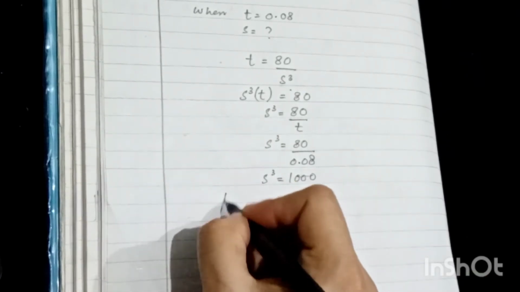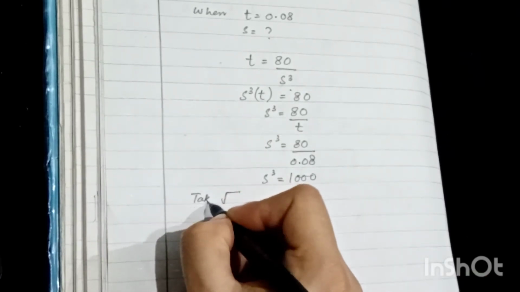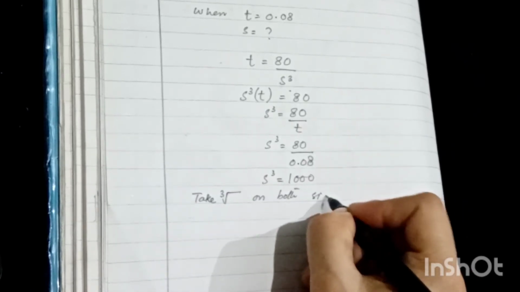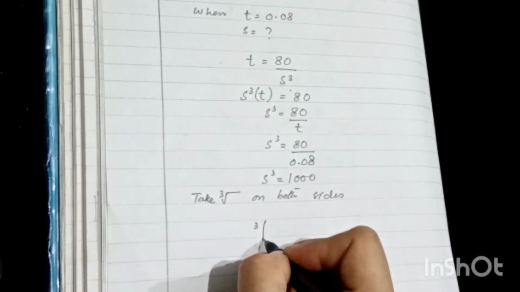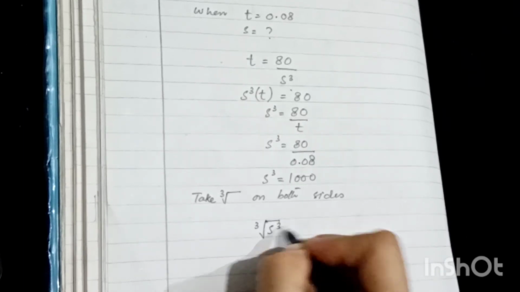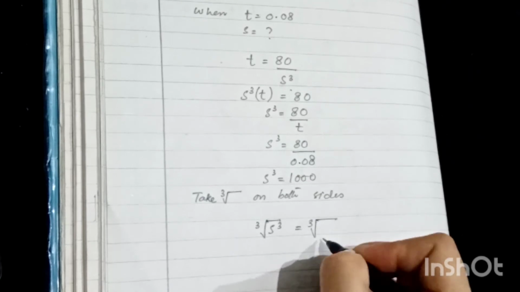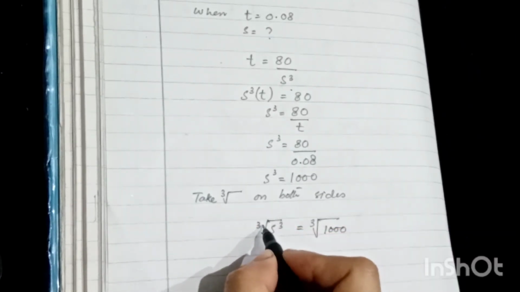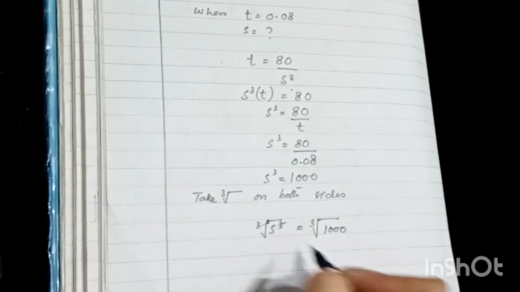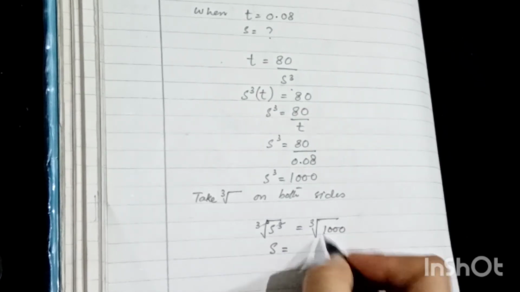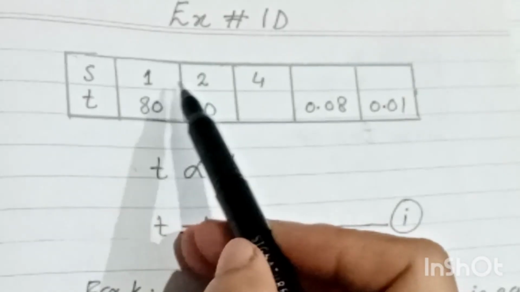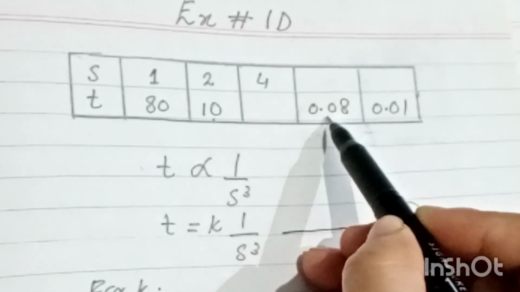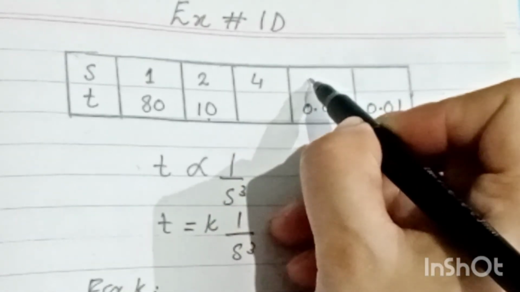For finding s, we have to take the cube root on both sides. Cube root of s cube equals to cube root of 1000. This cube root and cube will cancel each other, and s equals to 10. When s is 2, the value of t is 10. When t is 0.08, the value of s is 10.